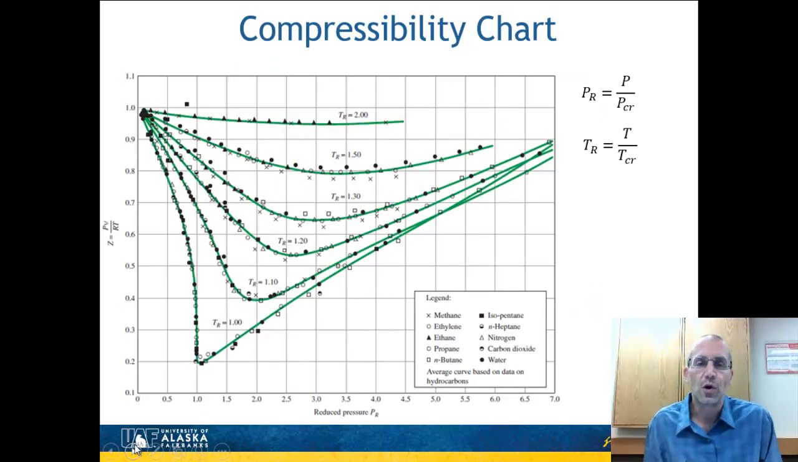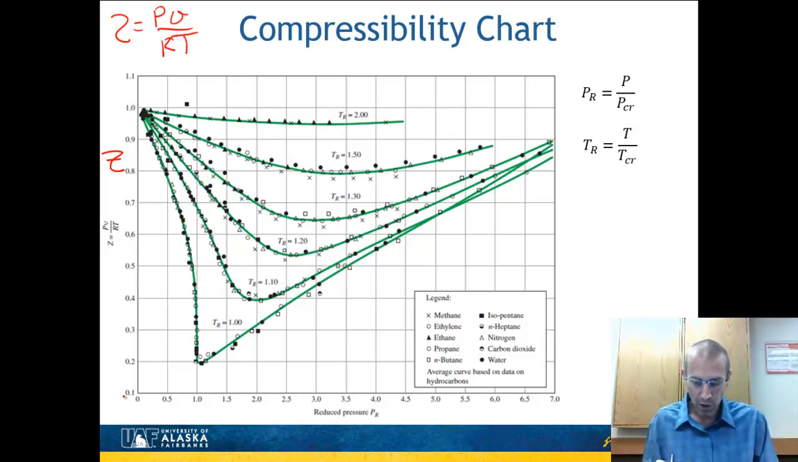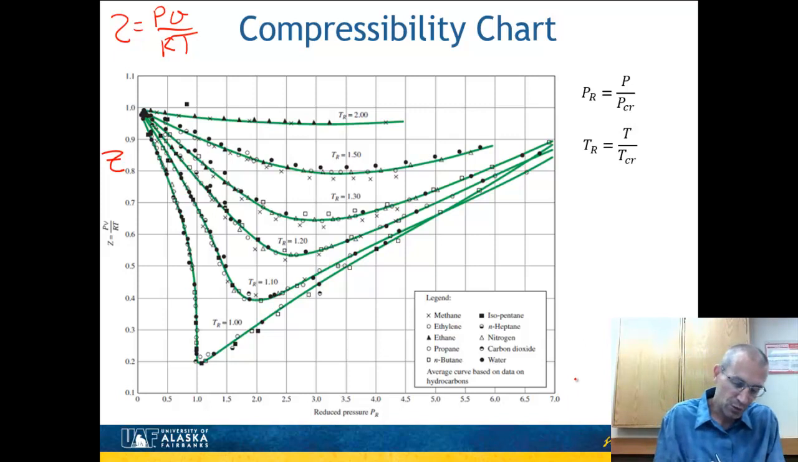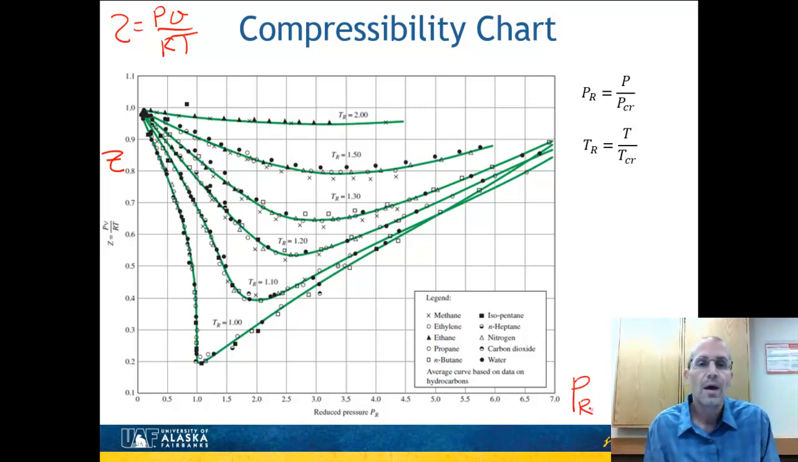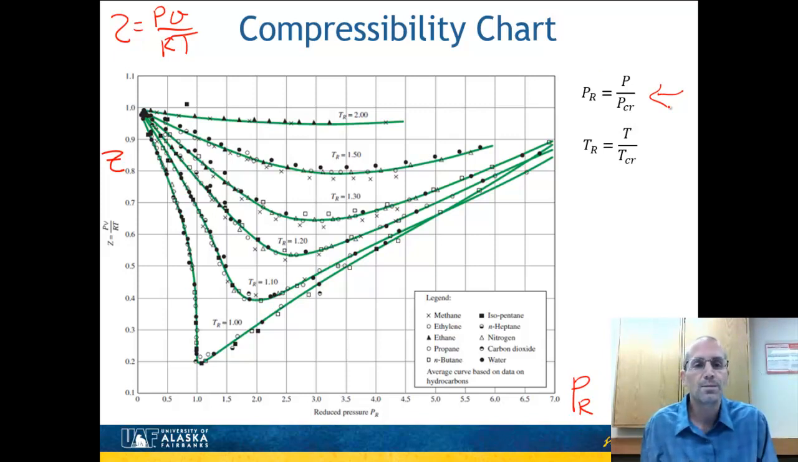So here I'm showing what's called the compressibility chart. This is the Nelson-Obert compressibility chart, named after the two people that came up with this idea. What is plotted on the left is capital Z, which I'll remind you, Z is equal to PV over RT. And what is plotted on the x-axis down here is reduced pressure, P sub R. And P sub R, I've written the definition up here, is the pressure normalized by P critical. Recall, P critical is the point at the very top of the mountain on the phase diagrams.